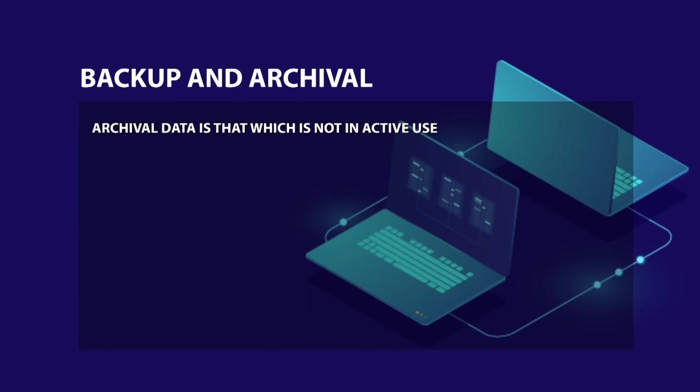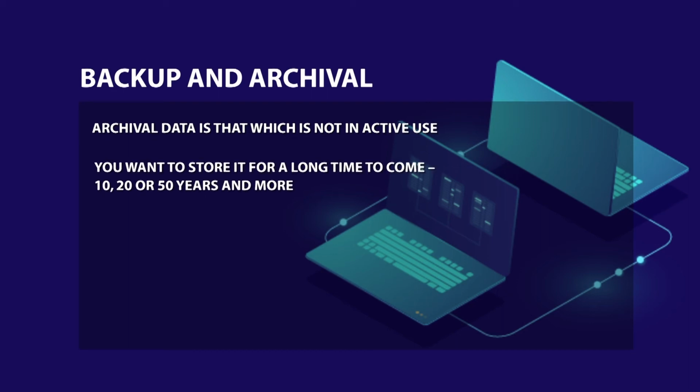Archival data is data that is not in active use. This is data that you might want to store for a long time to come, 10, 20 or 50 years or even more. For example, consider a film library. All films that have been produced, you would want them to live on. So, a film that was made in say the 40s or 30s, can we still see it today? That depends on whether it has been stored properly and whether it is available in the archives.